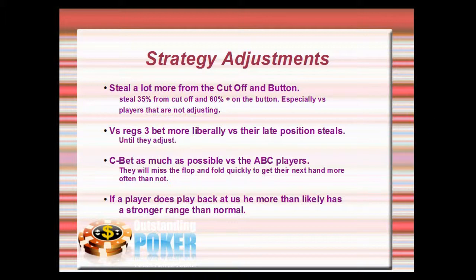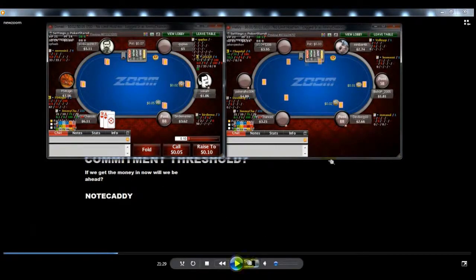how many hands I was stealing with on the button. It was more like 70% that I was stealing. And then we can also 3-bet versus regs a lot more liberally because they'll be stealing more from late position if they know what they're doing. And then C-bet pretty much 100% versus ABC players because they're just playing the cards. If they hit big, they're going to stick around, but if they only hit a little bit, they're pretty much gone. So C-bet tons versus the ABC players. And also, if a player does play back at us, he will more than likely have a stronger range than normal. So we'll go straight back to the video that I recorded earlier.